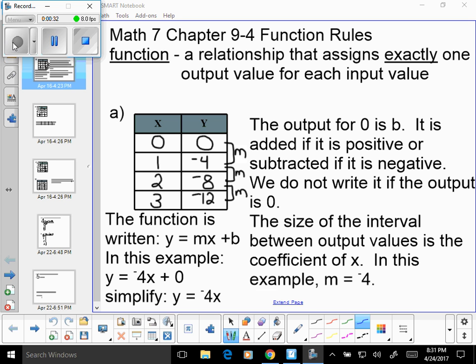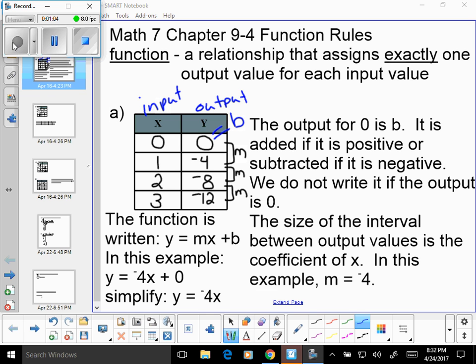Every time that I use x equal to 0, which is my input value, this is the input, this is the output. Left hand is input, right hand is output. The output value for 0 is always called b. It is added if it is positive, it is subtracted if it is negative. And if it's 0, we actually don't even need to write it at all.